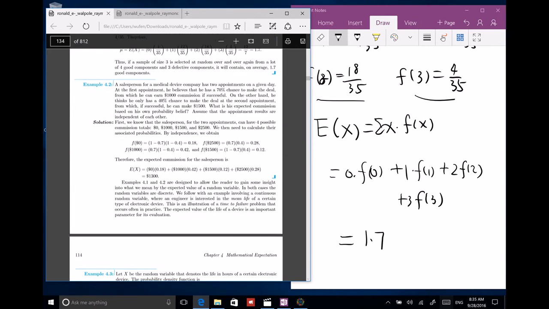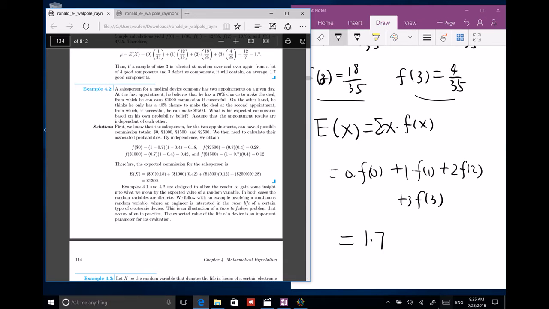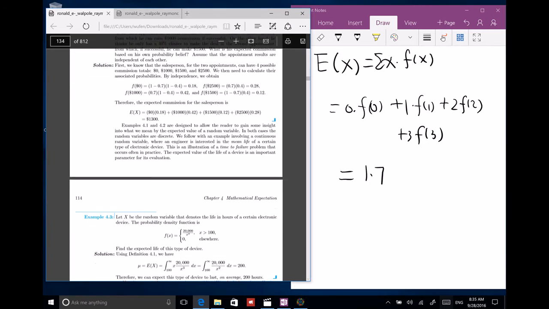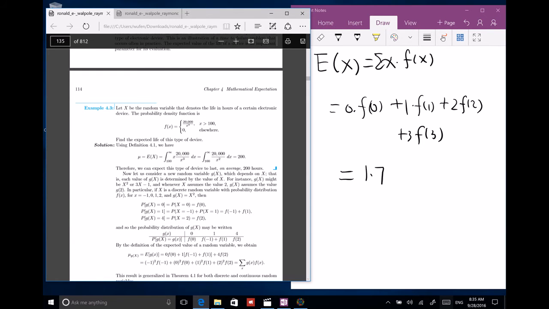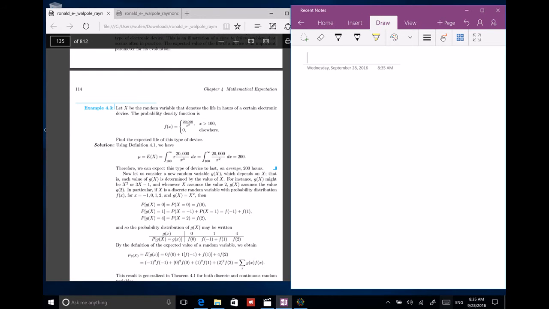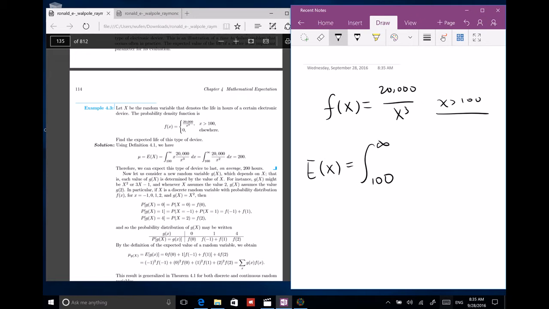In this one, I think the book does give you the probability. You can read the page by yourself. Let's look at another one, a continuous example. The continuous function f(x) is given: f(x) equals 20,000 over x cubed, for x bigger than 100. Now we want to find the expectation value. It is defined as the integral from negative infinity to positive infinity of x f(x) dx. But here x is bigger than 100, so we do the integral from 100 to infinity.